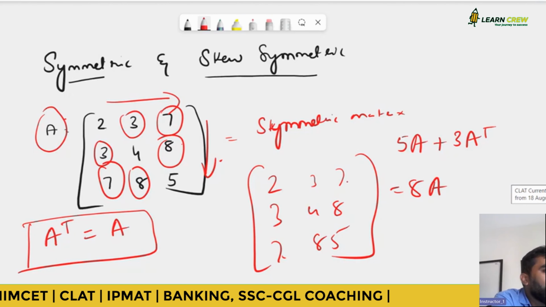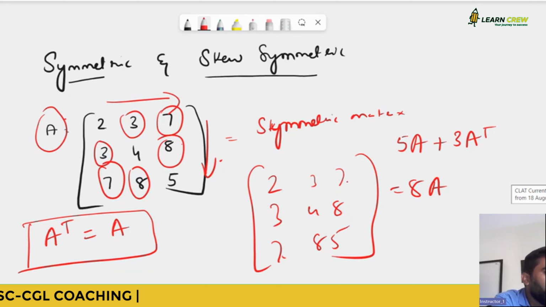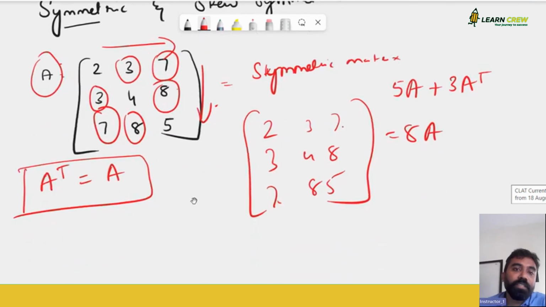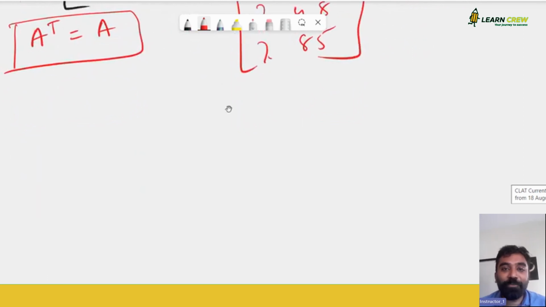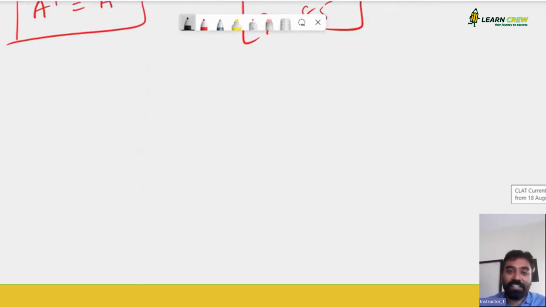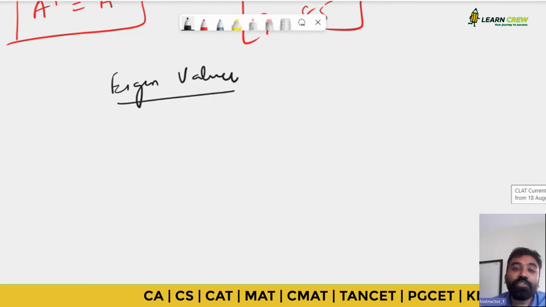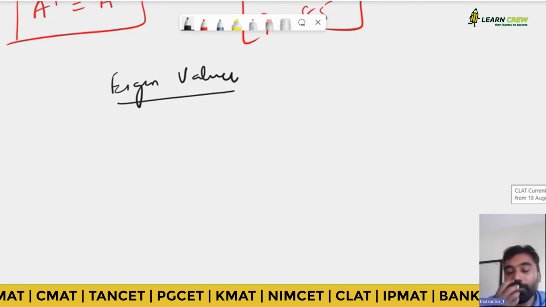Now, under symmetric matrix, there are certain things to remember. I'll just let you know those. Now, the given is a symmetric matrix. There are certain properties of it. The first property tells that the eigenvalues of the given matrix are always going to be positive. Now, what does an eigenvalue mean? For this, I just need to explain what it is.